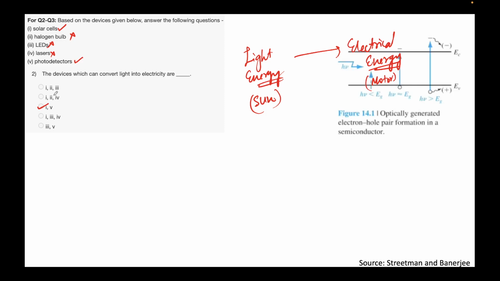Okay, so how is that actually happening? I hope you are able to see this diagram that is on the right. So you have the conduction band and valence band that is there. What we can do is, if we shine some light, the electron can be excited from the top of the valence band to the bottom of the conduction band, essentially, but the light has to have at least the energy of the band gap. So this is what is showing optically generated electron hole pair formation.